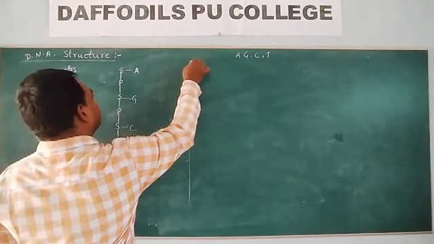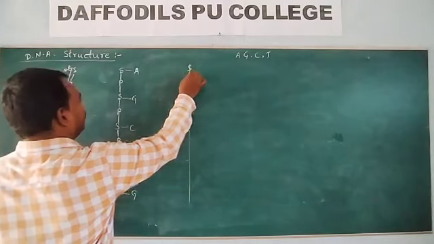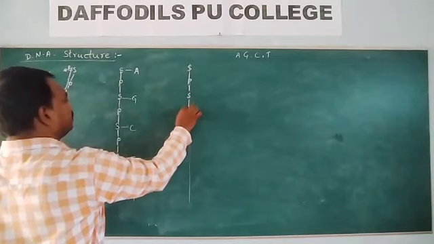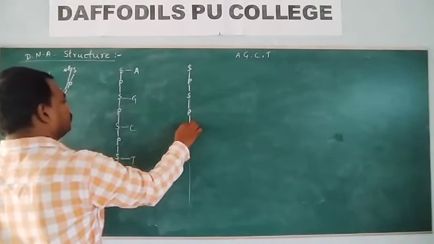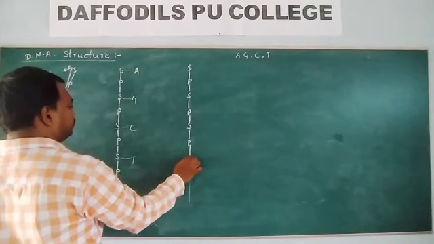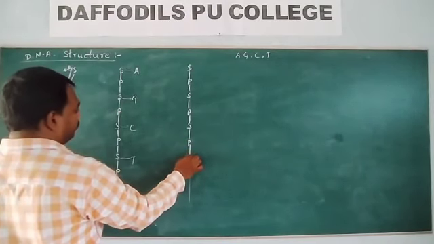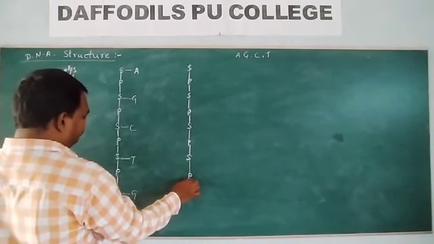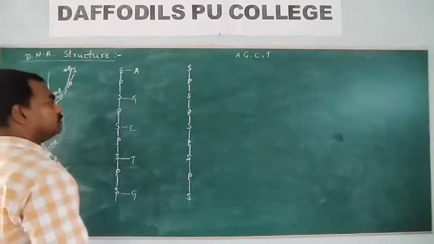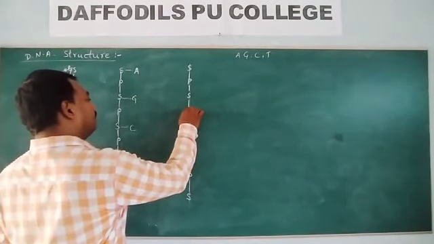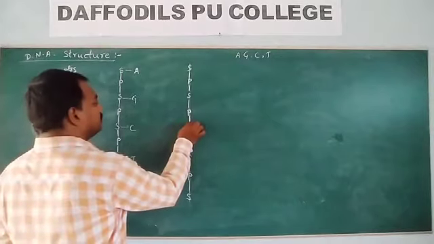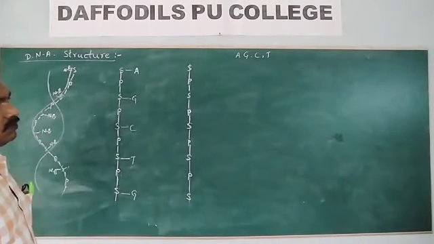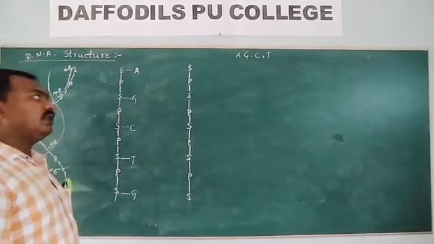So this is the sugar moiety, bonded phosphate, sugar, phosphate group, sugar, phosphate group, and again sugar. So the backbone of DNA is made with nucleotides. This nucleotide is made of a sugar moiety, a phosphate group, and a nitrogen base.